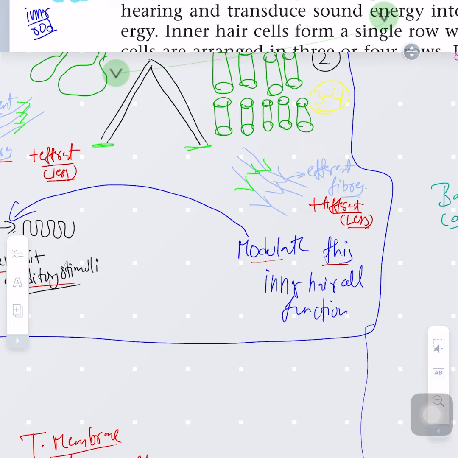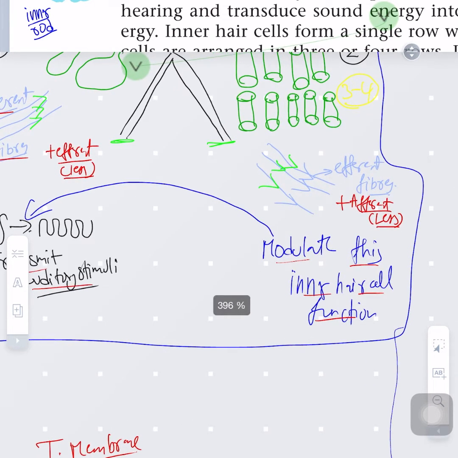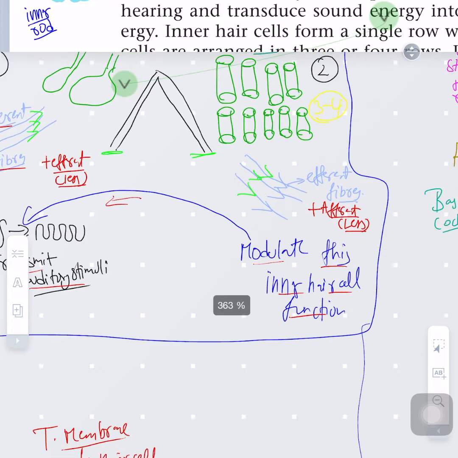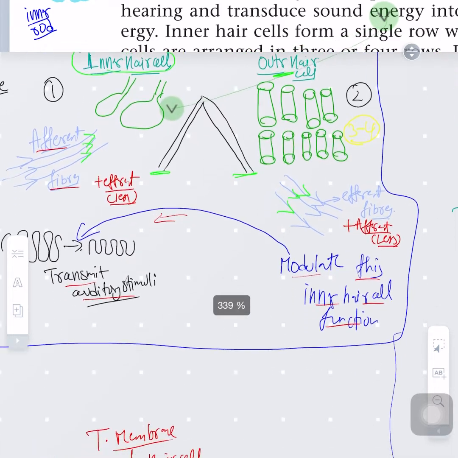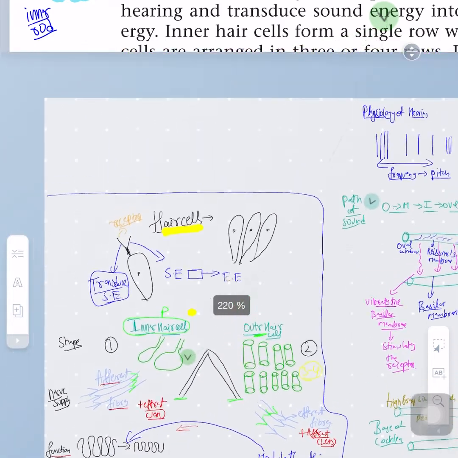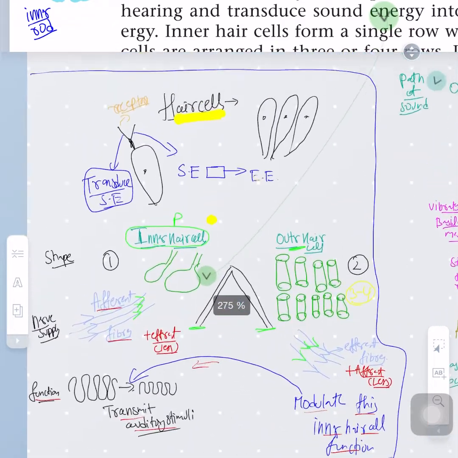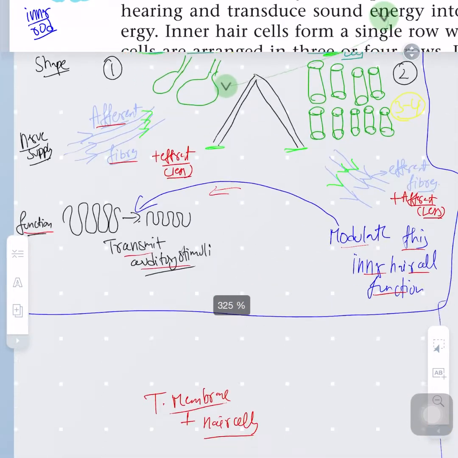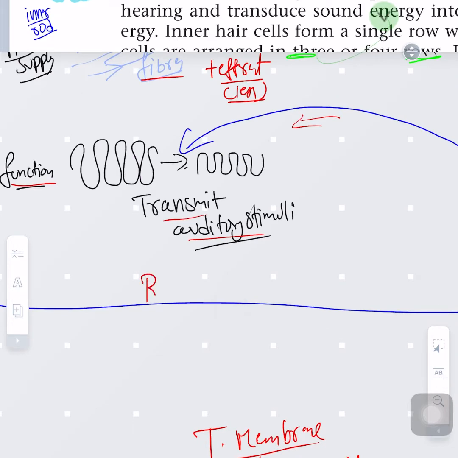So this is mostly the function of the hair cells, but importantly remember the vulnerability, the damage. The inner hair cells are pretty strong. They are in a single row, right? They're more resistant to damage, whereas outer hair cells can easily get damaged. That is one point we have to remember extra.